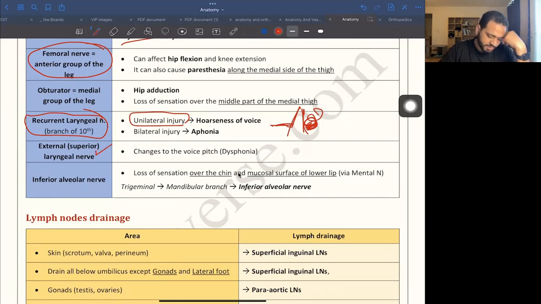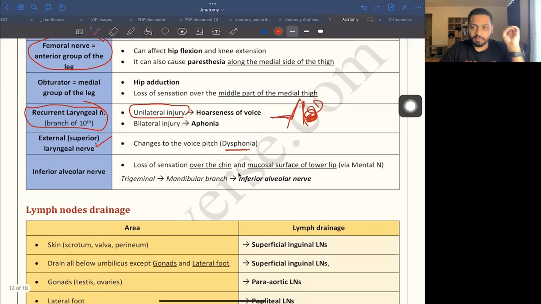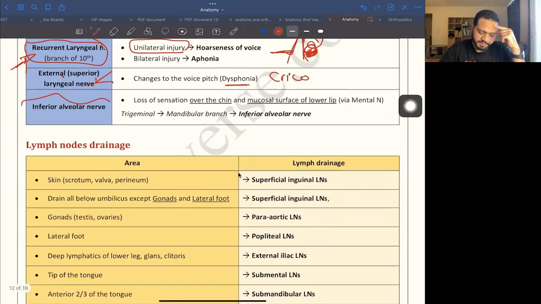Okay, the external laryngeal nerve. So again, this is a branch from the 10th, and it causes dysphonia. The external laryngeal nerve supplies the cricothyroid muscle. So all the muscles of the larynx are supplied by the recurrent laryngeal nerve, except the cricothyroid muscle, which is supplied by the external laryngeal nerve. The inferior alveolar nerve is a branch from the mandibular nerve, and it supplies the chin, the lower mucosa, and the lower lip as well. This is the nerve which gets anesthetized during your dental extraction or something like that.